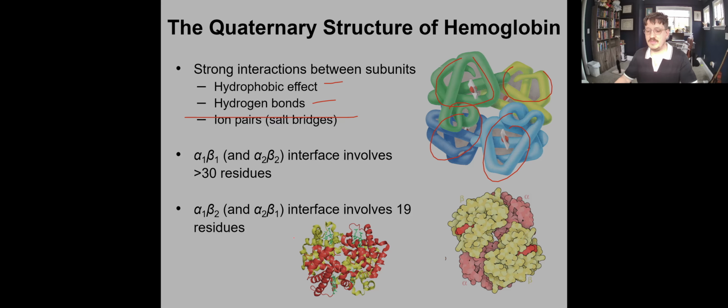This is just 3 different representations. In order to get this quaternary structure made up of 4 subunits, there's interactions between them, between the alpha and beta subunits where they're next to each other or adjacent to each other, where the residues, the amino acids, are going to be forming these attractions such as the hydrophobic effect, hydrogen bonds, ion pairs, and salt bridges.